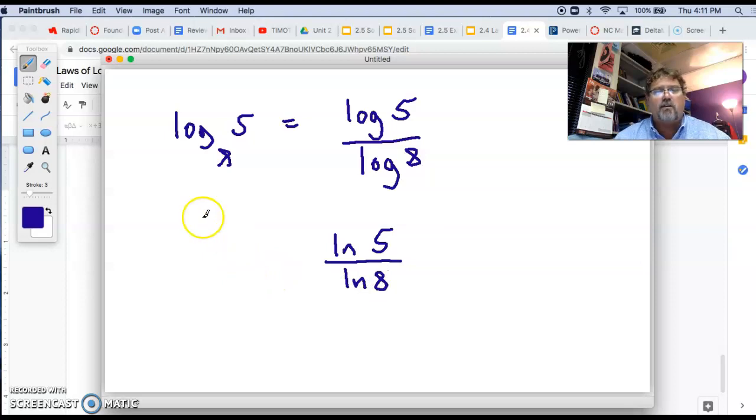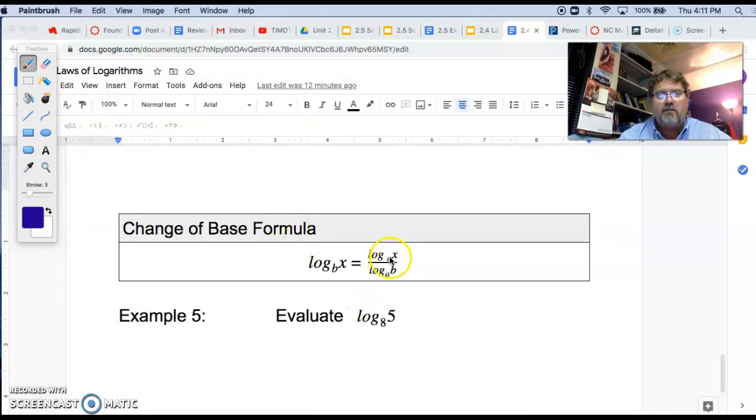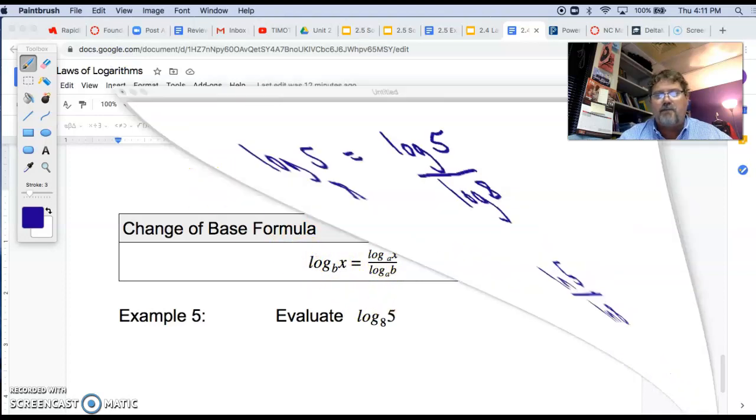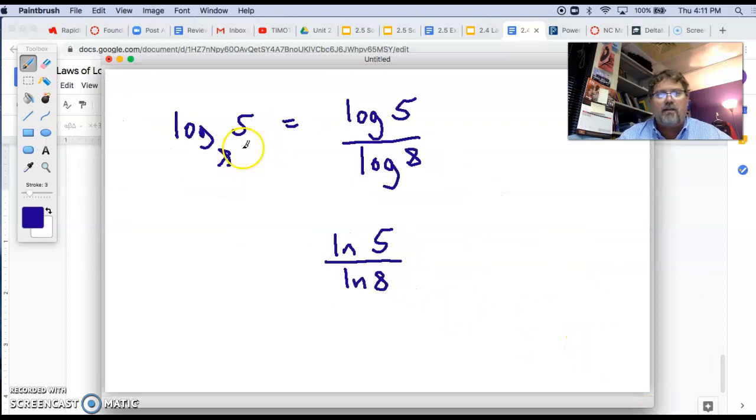All right? So all we're doing is taking the log of the argument and dividing by the log of the base, making sure we use the same base in our logarithm. See, log of the argument divided by log of the base, and use the same base when you do it. Okay? All right, and let's go to the calculators.